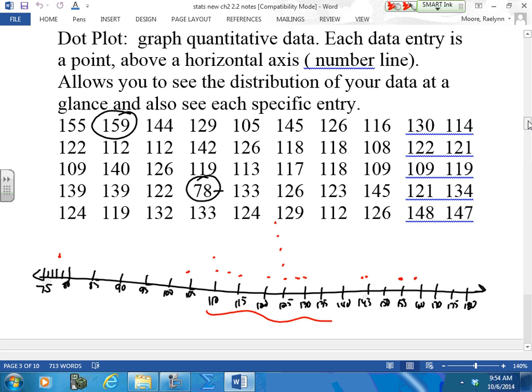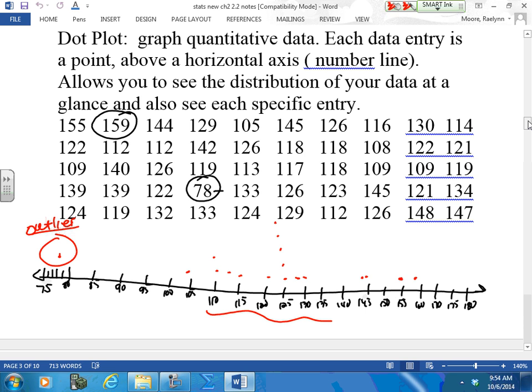This guy out here, anybody know what that's called? That doesn't conform to the rest of your data? What's it called? Outlier. Good. This is called an outlier. It lies outside of your data. Everybody else stays in that same area, and this guy does something different.